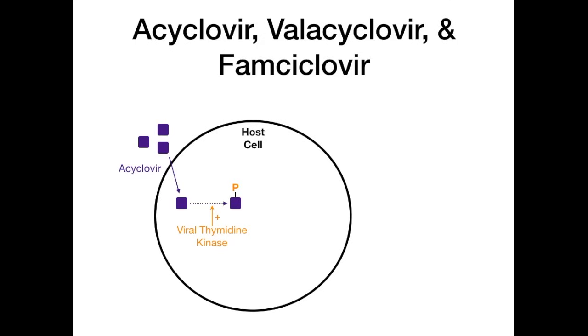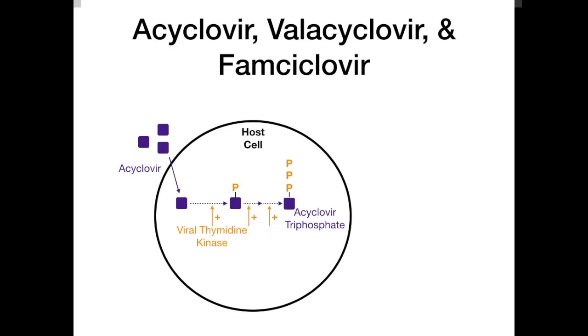And over time, what'll happen is one phosphate group will get added to any of these three drugs, and then it'll go downstream and happen two more times, and you'll get Acyclovir triphosphate, or Valacyclovir triphosphate, or Famciclovir triphosphate. Again, it doesn't matter which of these three we're talking about. The point is that viral thymidine kinase will add three phosphate groups to any of these three drugs.